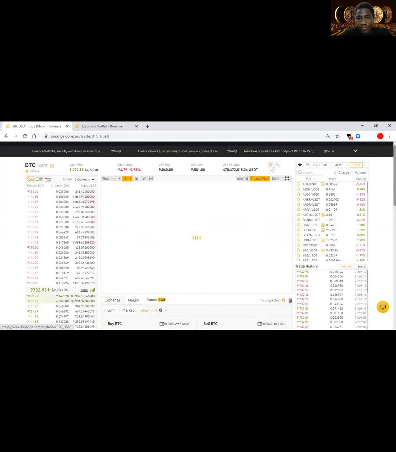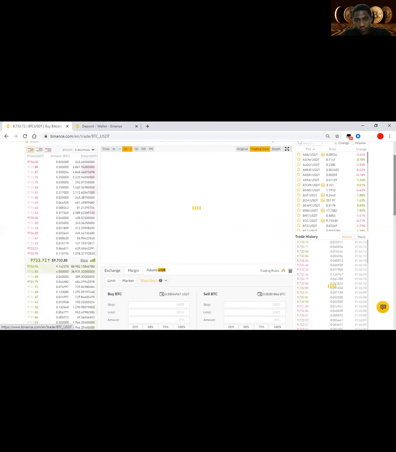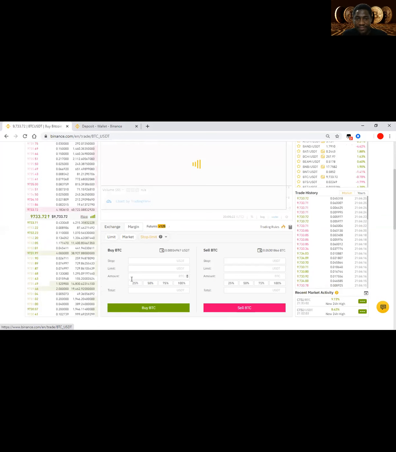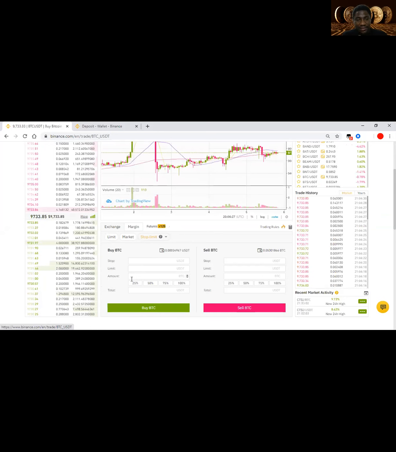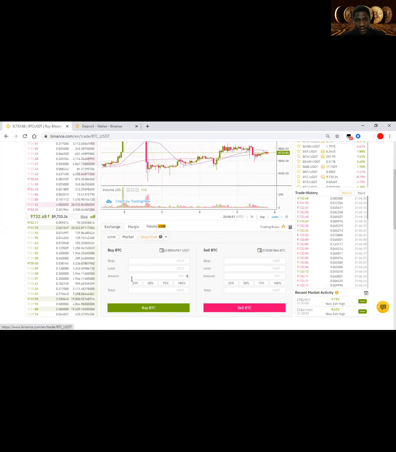Now here is what happens. My money is in Bitcoin right now in the market and it's trading. And then I'm saying, when the market gets to so and so price, if it's going down, take me out. For example, I'm starting with stop limit. Now, this is stop, this is limit, and this is the amount.